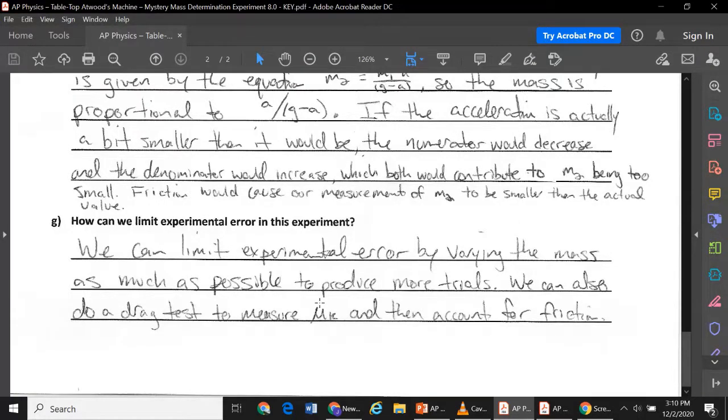What I also put, just for fun, just an interesting little thing to think about, is you could also just do a drag test if you really wanted to, and we could measure the coefficient of friction and then just account for friction in our free body diagram. And I think the idea is if friction was significantly affecting our measurement, making M2 too small, then by accounting for friction, it would be closer to the actual value of the mass.